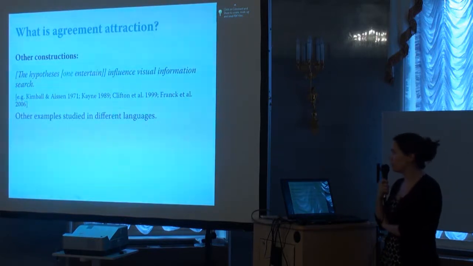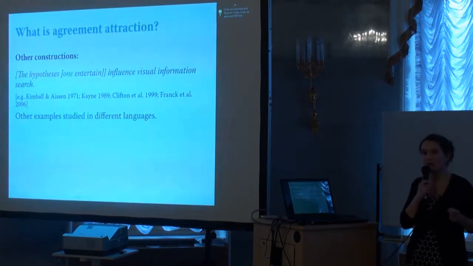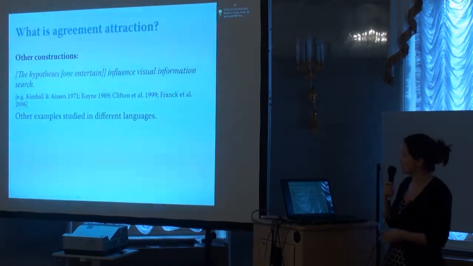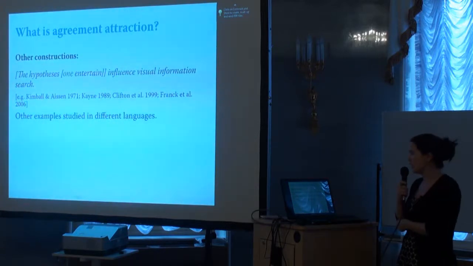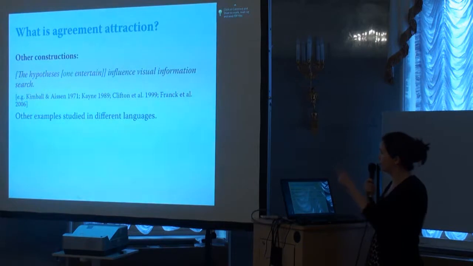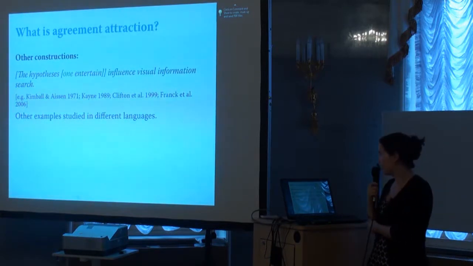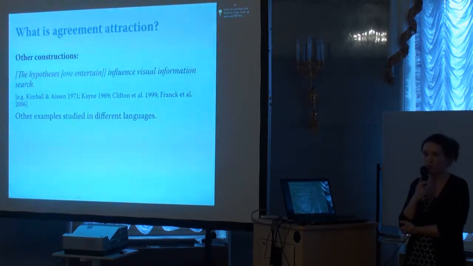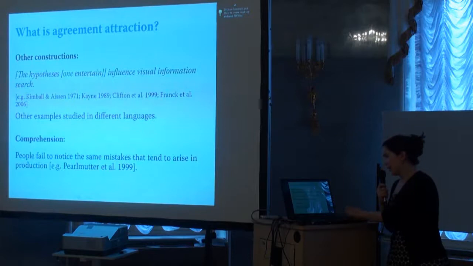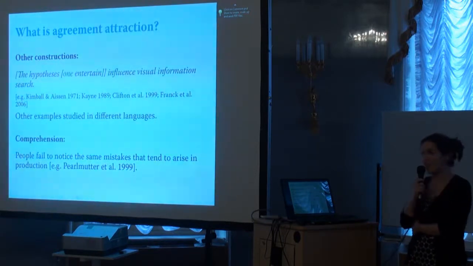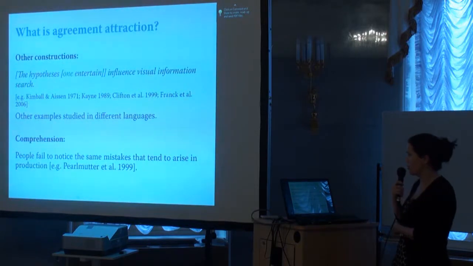These mistakes occur not only in this construction that I have just demonstrated, when you have a subject noun phrase, a dependent phrase inside it, and the verb. They also occur in other constructions, and one of these is exemplified on the slide. The hypothesis, one, entertain, influence visual information search. In this case, the verb inside an embedded clause that modifies the subject agrees with the thing it modifies and not with the subject of the embedded clause. Again, these mistakes were very well studied both in the corpora and in experimental research. What's also interesting is that people fail to notice in comprehension the same mistakes that tend to arise in production. And this is known again since the 90s.